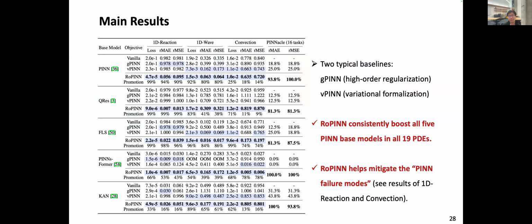Yes, we have compared with that in our paper, but we do not show the result here. And I think the main contribution in this paper is to provide a more general view to understand what the PINN does during the optimization, because there is a trade-off between the generalization and the optimization stability. I think that is the main contribution of RoPINN. Okay, makes sense. Thank you.